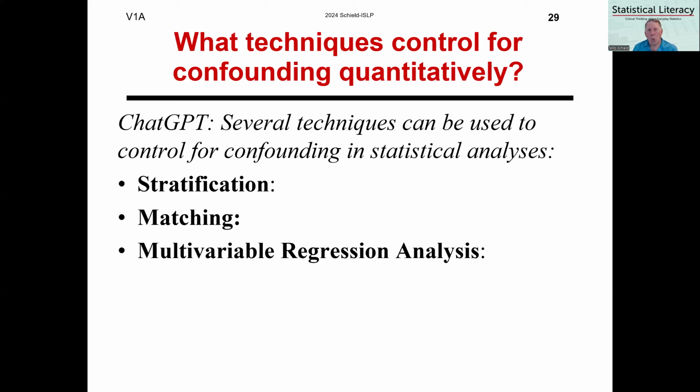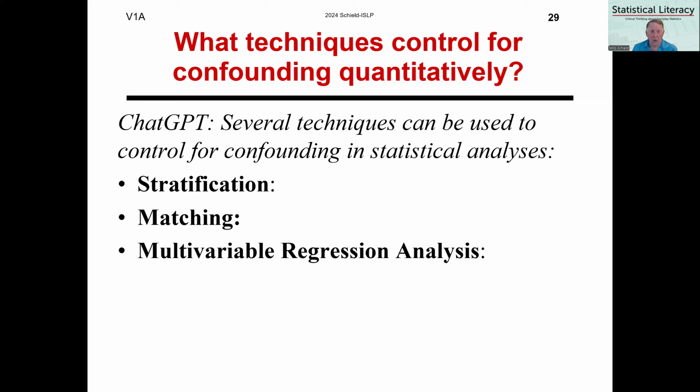Chat, what techniques control for confounding quantitatively? Chat came back with 3. Stratification. I like stratification. For me, that's what happens in a table when you break out the values of a confounder in different rows. And then you can compare within that row. Does the relationship still hold up? Does it get bigger? Does it get smaller? Does it vanish? Does it reverse? That's the simplest way of taking into account the influence of a confounder without algebra, without computer software, without regression techniques.